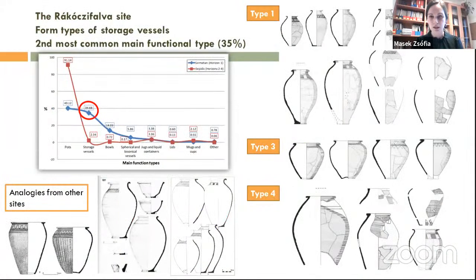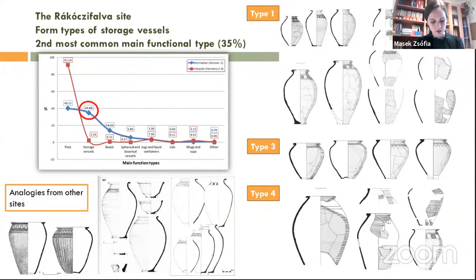I would return at the end to spatial analysis, but now let's see the material in question. Storage vessels make up the most common form type of wheel-thrown pottery, mostly of reduced firing, and at the same time, the second most common main functional type of the first horizon after the cooking pots. It means that they represent 35% of the material, almost 400 fragments, 4,000, I'm sorry. Four main types were identified.